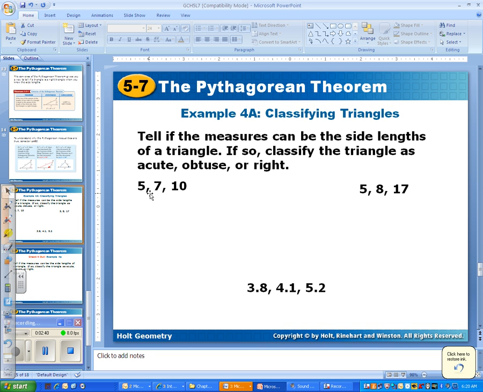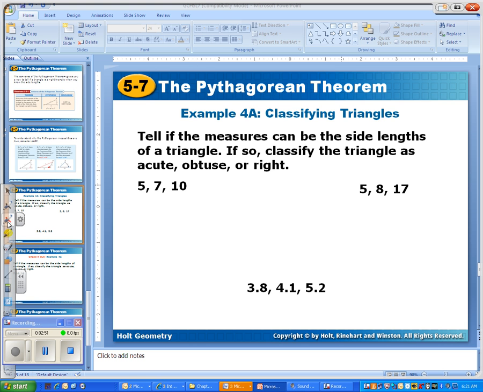So they're going to give you 3 measures of triangles. It says, first of all, can it be a triangle? If so, classify as acute, obtuse, or right. So remember, the triangle inequality theorem says that if you take the two smaller sides and add them up, they have to be bigger than the third side. If not, if you cut the straws, you're not going to make a triangle. So 5 plus 7 is bigger than 10. Yes, it will be a triangle.